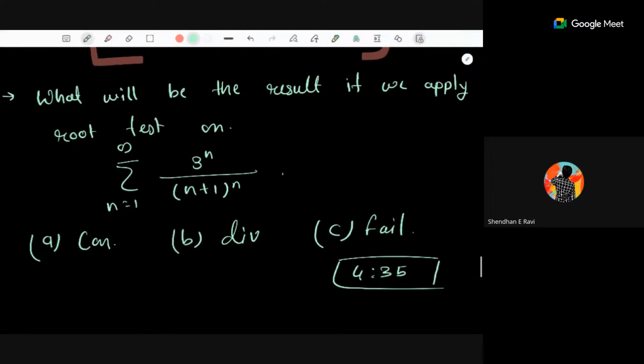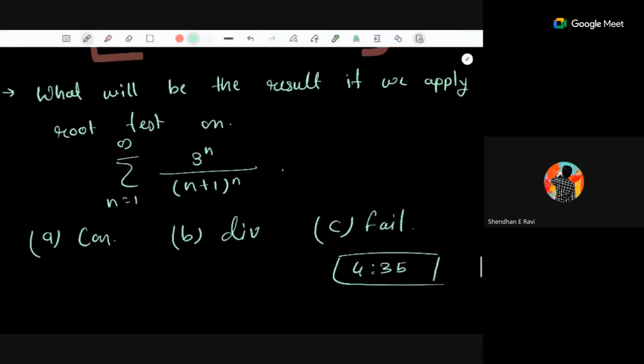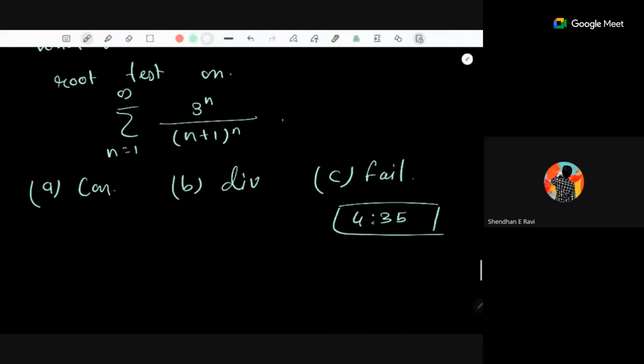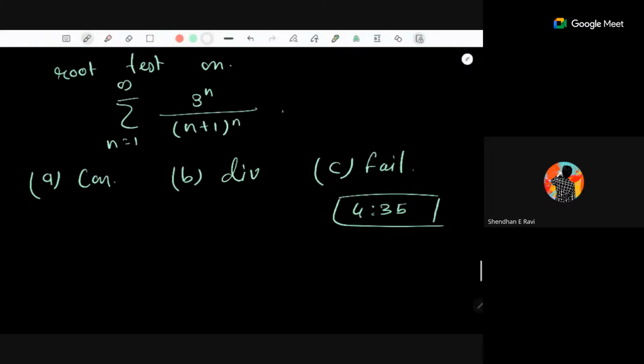Okay, so we have some answers here. Let's see. It's kind of obvious that we have to apply the root test. Why is this so? You can easily judge by the expression that we have 3 to the power n. If you take the nth root of it, it reduces to 3, right? And we have (n plus 1) to the power n. Again, if you take the nth root of this term, we will get n plus 1. So it's obvious to apply the root test here.